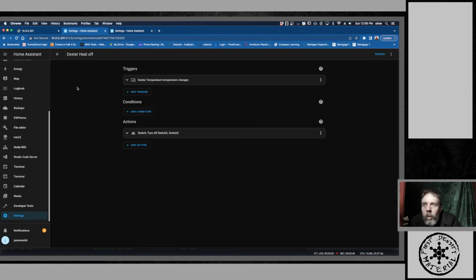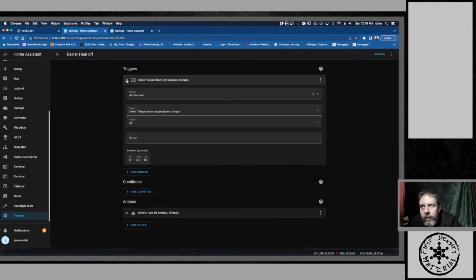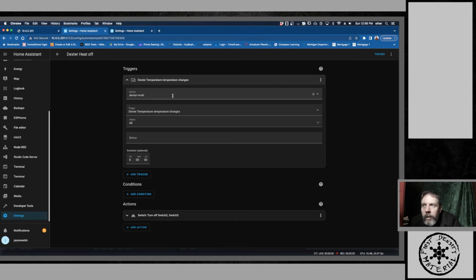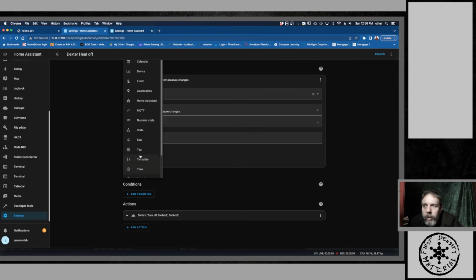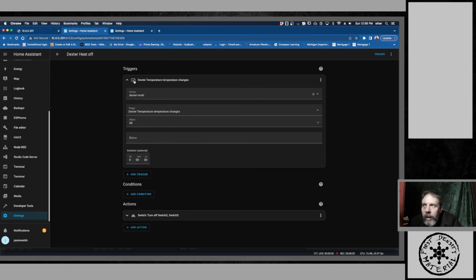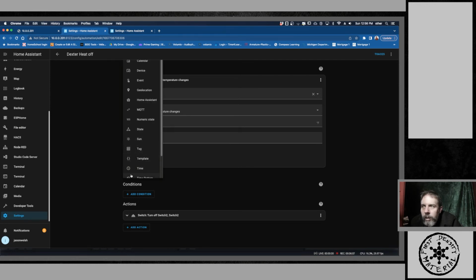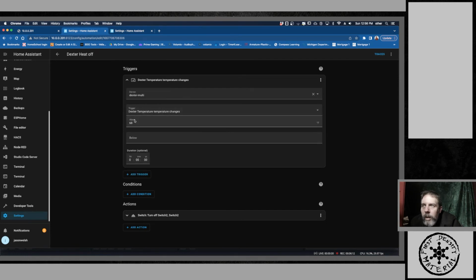So now what turns it off? Well, that's easy. I'm going to have the temperature sensor as the trigger. So when you add a trigger, you just add a device. Okay, and if you see these icons right here, that's a good way, if you're lost, to add. See, that one is device. Cool. So now when it hits 68 degrees, it will do something.